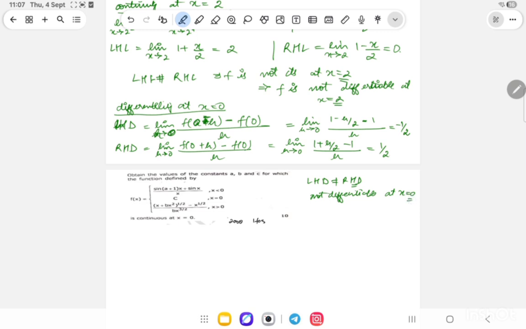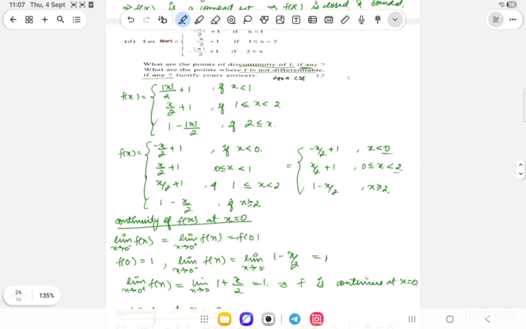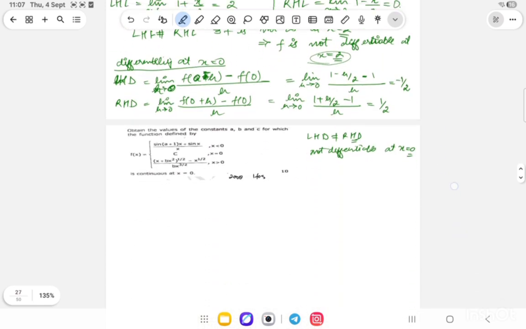So the point of discontinuity is only x equals 2, but the points of non-differentiability are both x equals 0 and x equals 2. That's what we are supposed to find in this question. So let's move on to the next question.